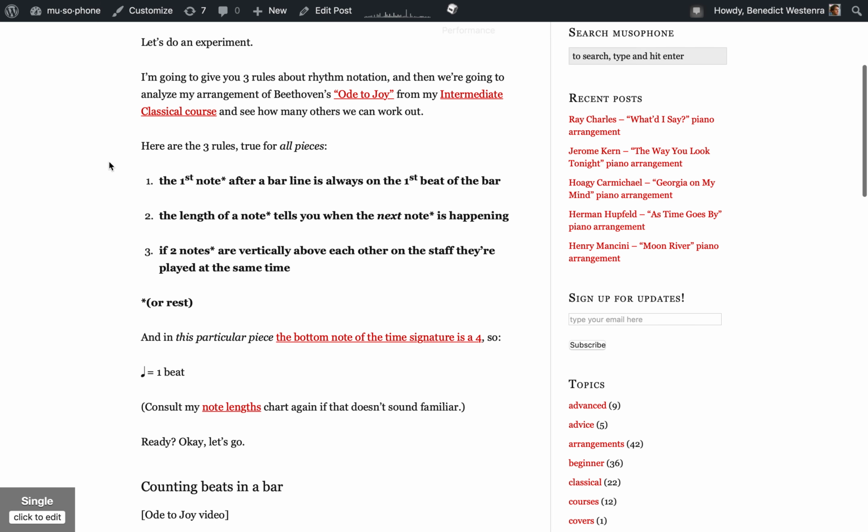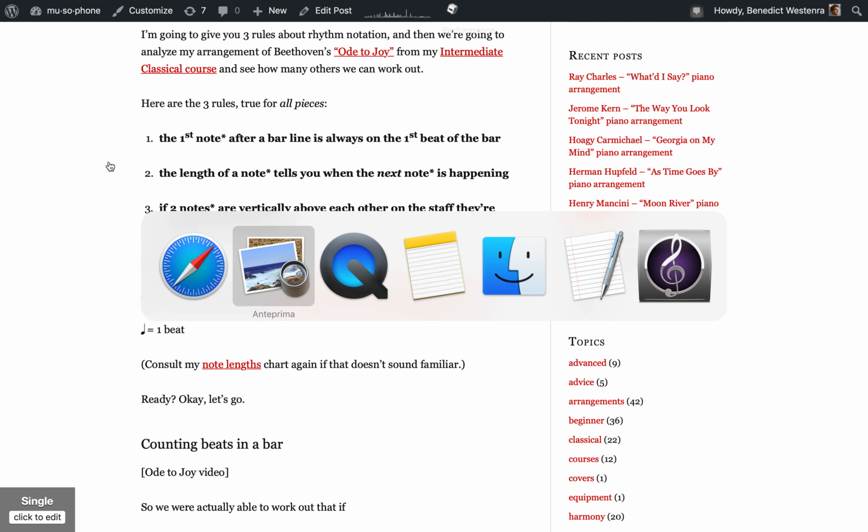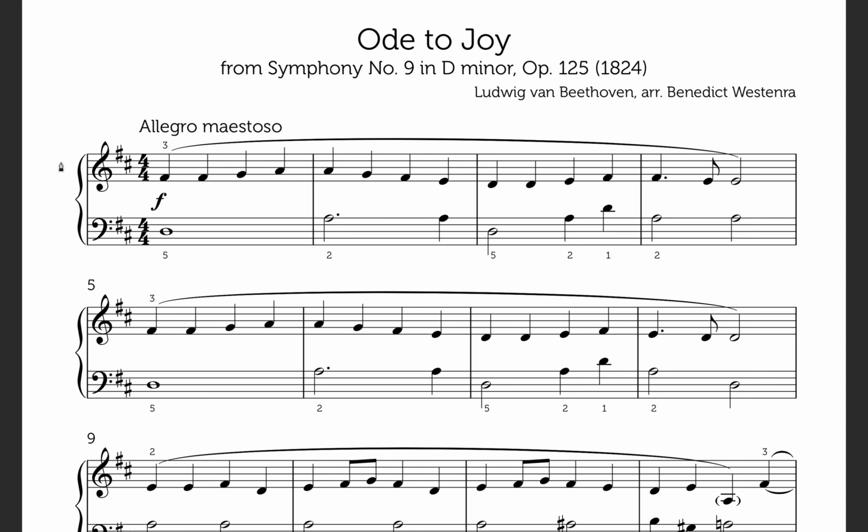So let's go over these rules one by one and then see what we can work out about this score. Because as I mentioned in the previous tutorial, in music notation, beats are not notated at all, which is infuriating. There is not a single symbol on this page that tells you where a beat is. You have to work out where the beats go based on the bar lines and the note lengths and so on.